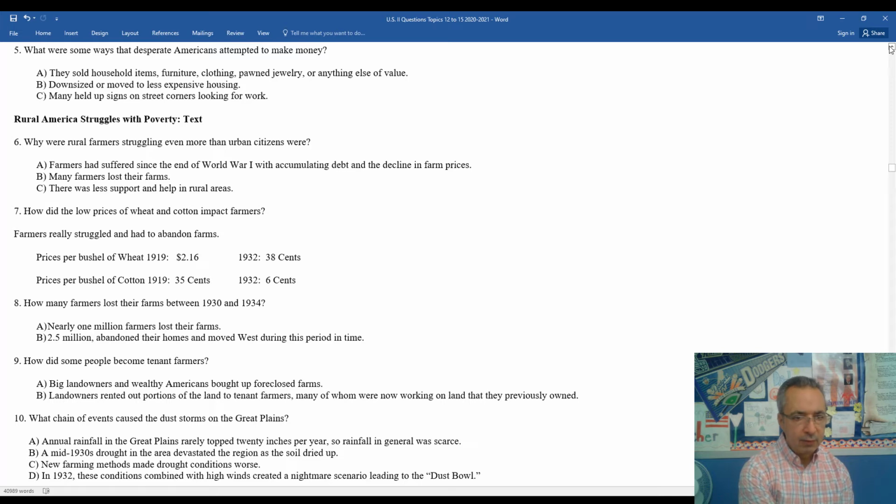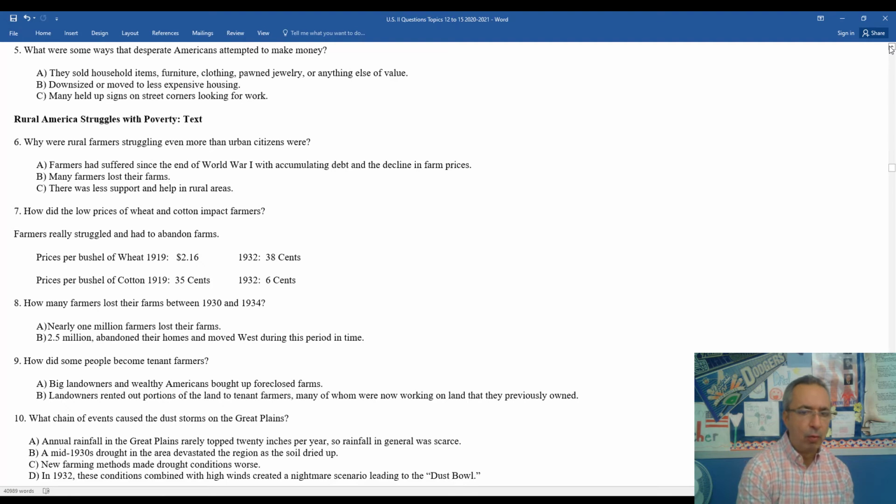Seven, how did the low prices of wheat and cotton impact farmers? I'm not sure I did 6. When you look at 6, why were rural farmers struggling even more than urban citizens?